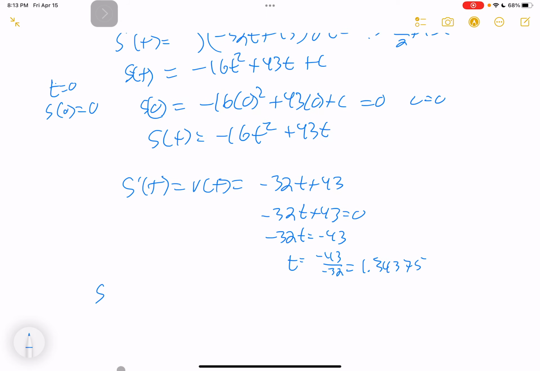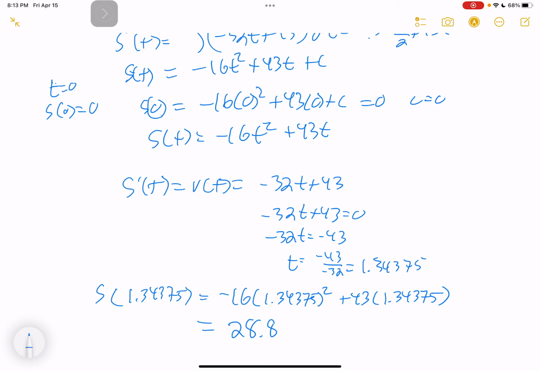So if we look at the position function at time 1.34375, that's going to be negative 16 times 1.34375 squared plus 43 times 1.34375. Let's see what that height would be. I'm still here, just putting stuff in the calculator. And I get a height of 28.89 feet.